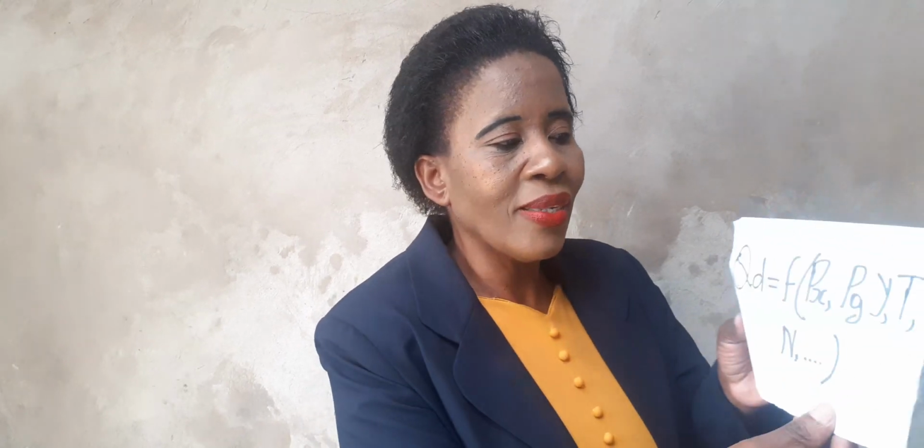So overall, the quantities of goods that prospective buyers plan to buy is a function of the price of good X, which is PX, the prices of alternative products, which is PG, the income of consumers, which is Y, the tastes and preferences of consumers, which is capital letter T, and the number of people in the household, ceteris paribus. This function is denoted like this.